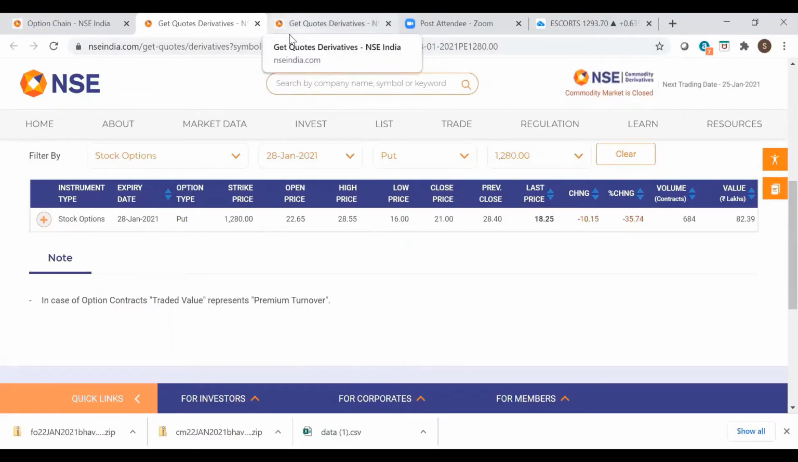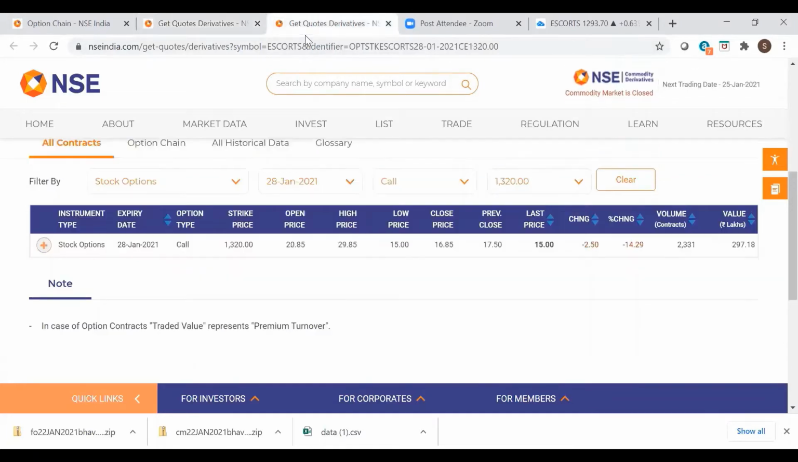Now it's 1295. So I'm taking one out of the money put and one out of the money call. Here, the out of the money put is the 1280 put, which has a high of 28 and a low of 16. And when it comes to calls here, the high is 29 and the low is 15.